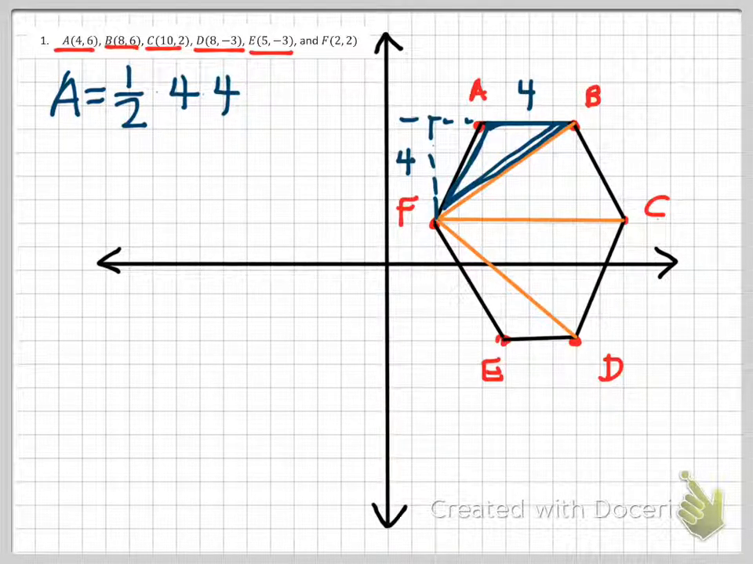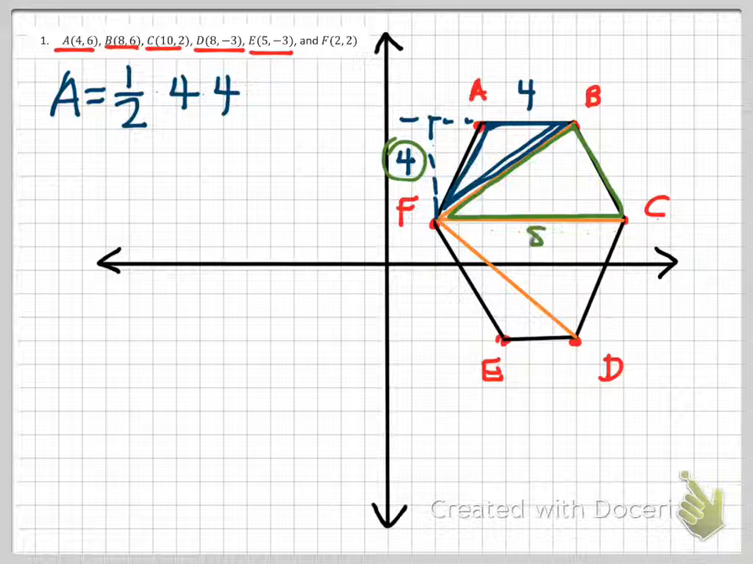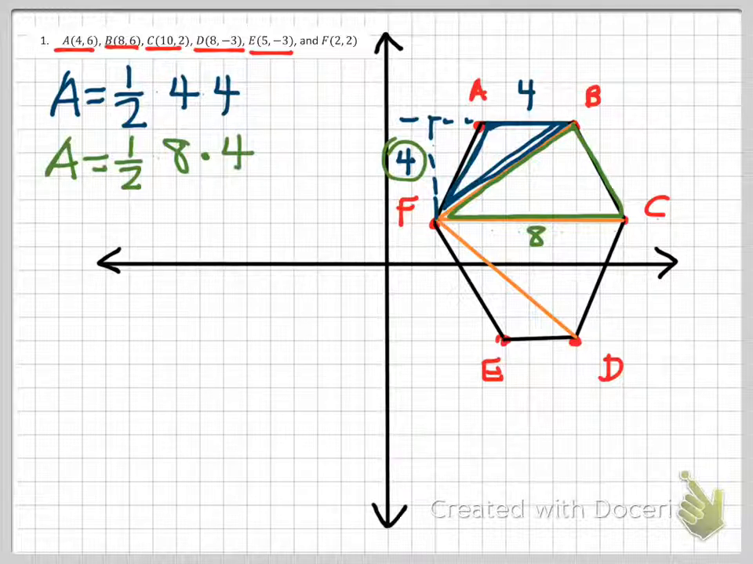And then I'll change colors here. Let's do a green. This green triangle is going to have the same height, but the base is the distance between F and C. And if I count those, 1, 2, 3, 4, 5, 6, 7, 8. Now I know that this is 8 and the height is 4. So the area of the green triangle is going to be area equals 1/2 times the base 8 times the height 4. Okay, so there's the area of the green triangle.